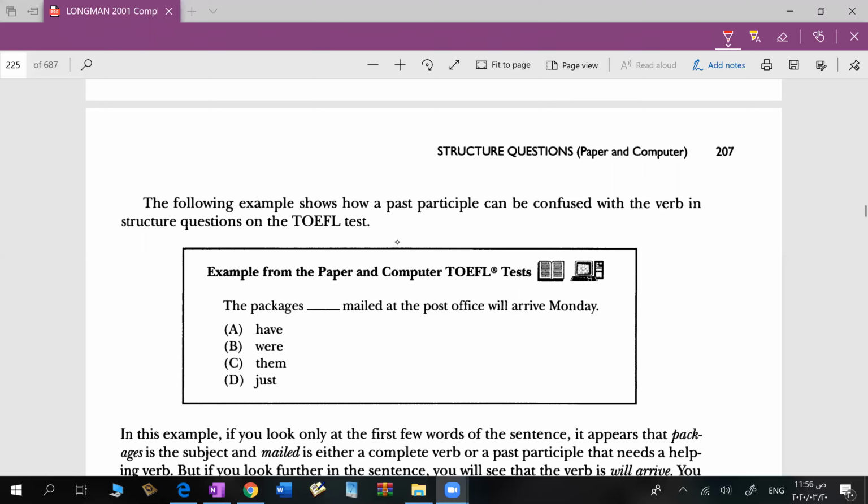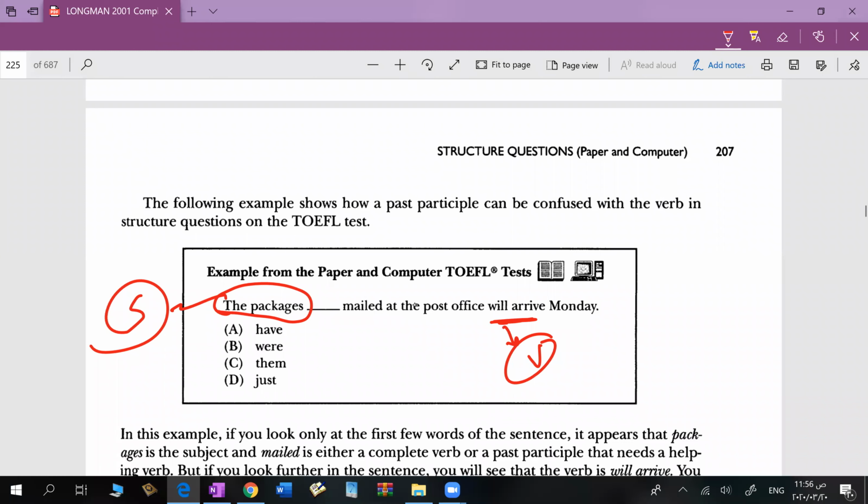Okay, good. Very good. Okay, the packages mailed, so we have here a subject. Apparently this is a subject. Mailed at the office will arrive. So this is the verb. Correct? So what do we need here in the middle? We need a relative clause or a reduced relative clause. The packages have mailed will arrive. Can we say this? No. Were mailed will arrive.